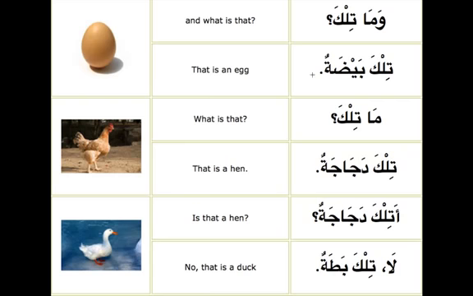Tilka baydatun, an indefinite noun. I want you to note that the combination is always a demonstrative pronoun and an indefinite noun ending with two tanween, in all the sentences we're doing so far. So ma tilka, and what is that? Say that is a hen. So it's tilka dajajatun. Dajajatun is a hen.